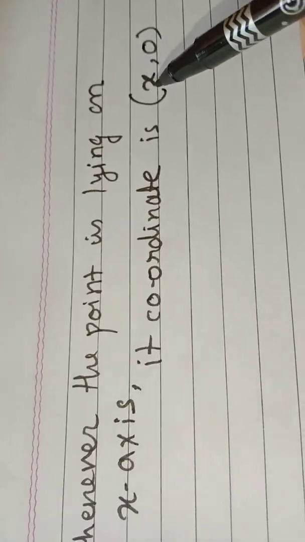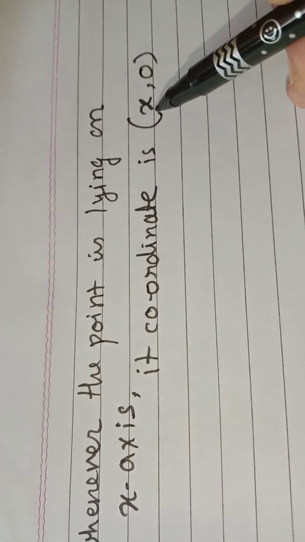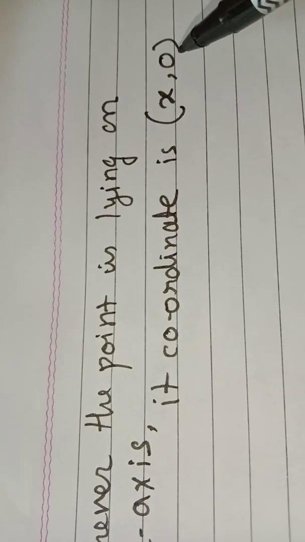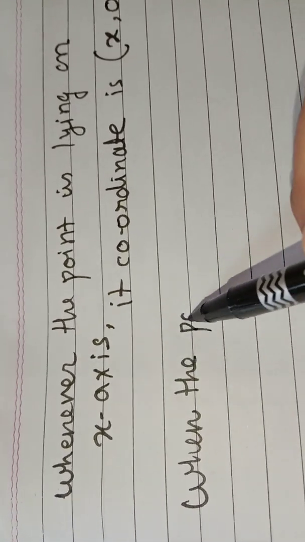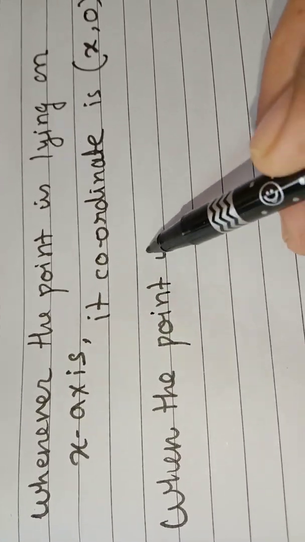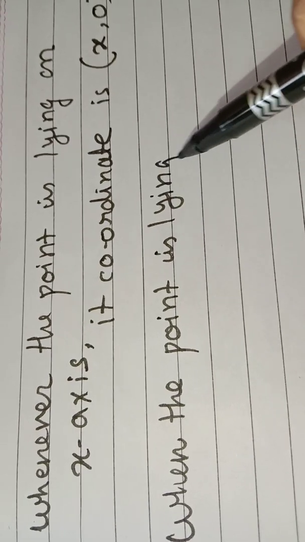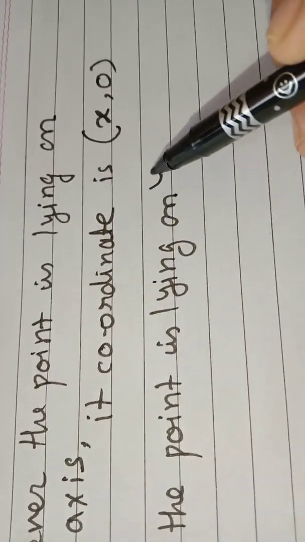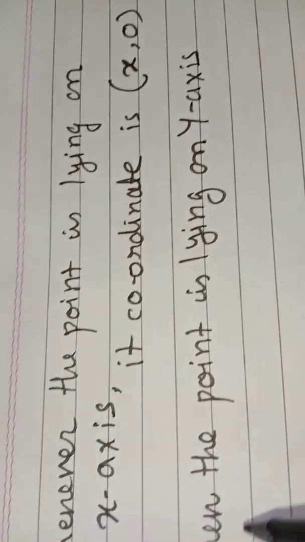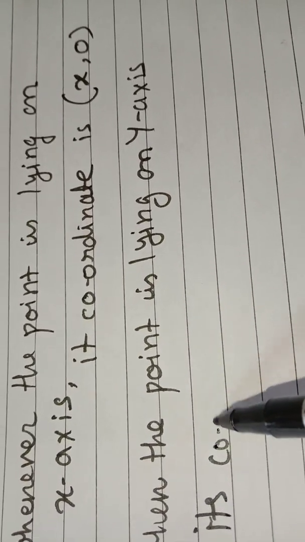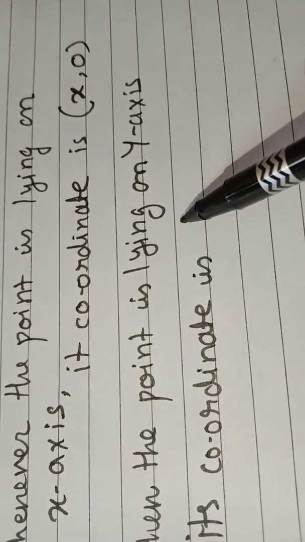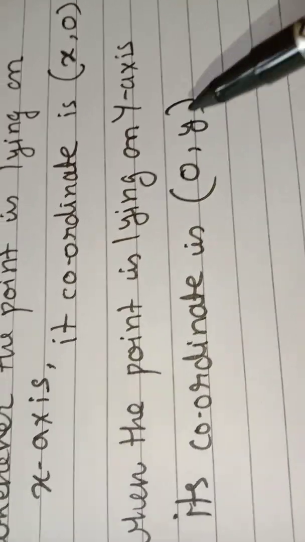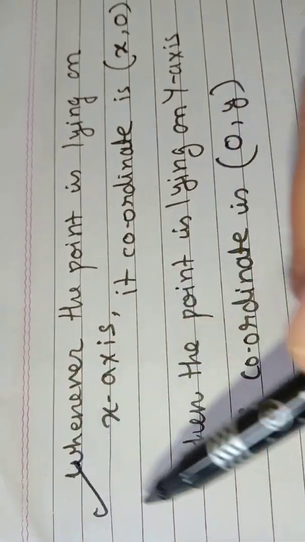x, 0. Clear? Why? Because the point is on the x-axis, so it should not have any contact with y, so its y coordinate is always what? 0. Similarly, when the point is lying on the y-axis, its coordinate is given as 0, y. Okay, these are very important things which you have to keep in your mind.